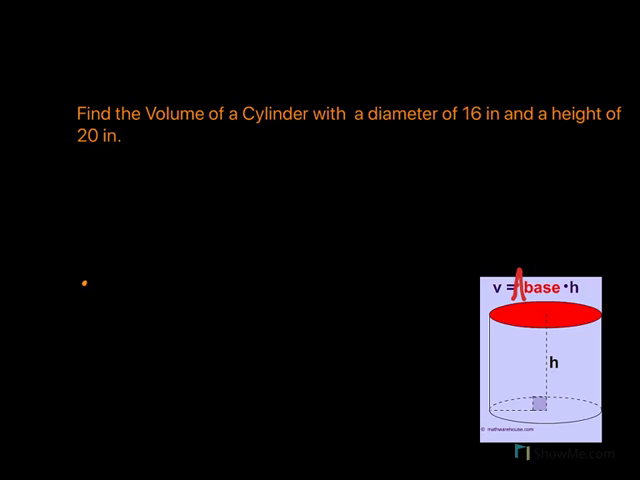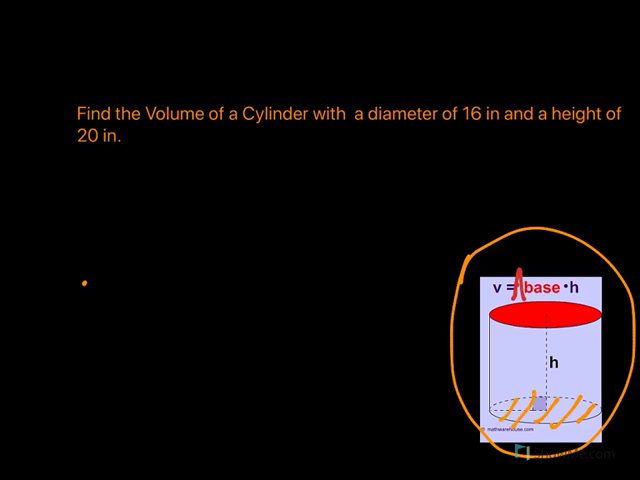Down here, we have a little picture to remind us that the volume of a cylinder is no more than the area of the base. As you can see, the base is that circle. So we need to find the area of the circle times the height. Okay, area of the base times height. So here we have a problem. Say, find the volume of a cylinder with a diameter of 16 and a height of 20 inches.